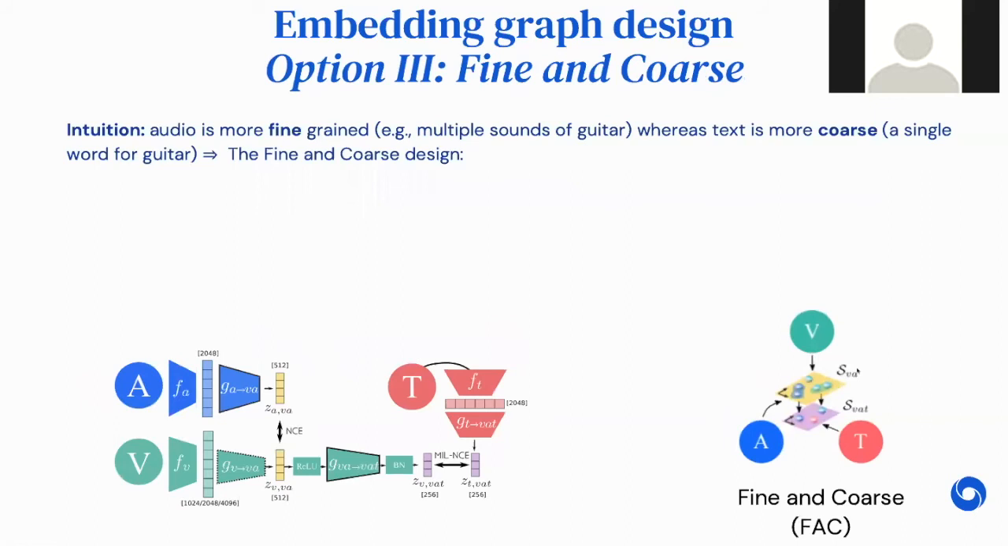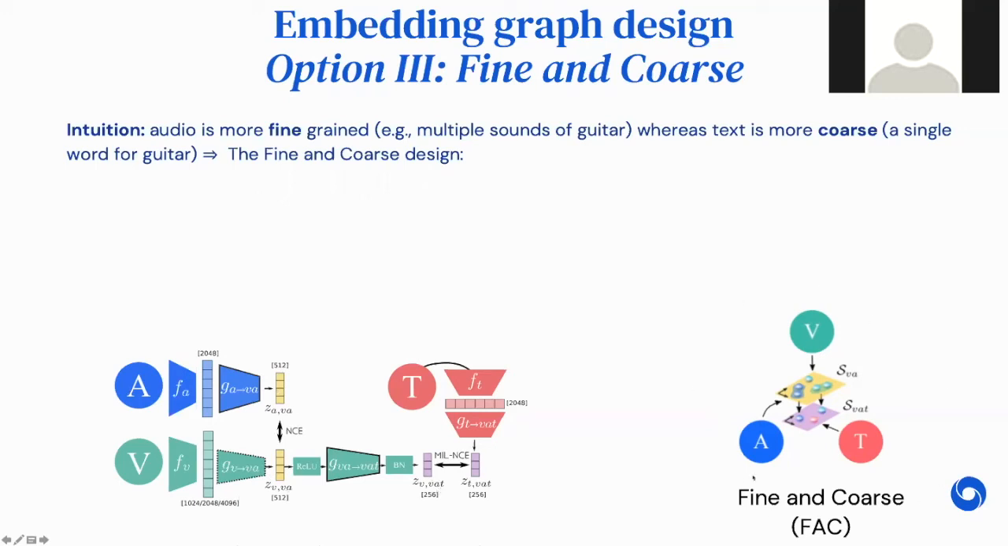So that's why we propose a third option, which is kind of a best of both worlds. We call it the fine and coarse design. The intuition here is that the audio is more fine-grained. For example, there are multiple sounds of guitar, whereas text is more coarse. There is a single word for guitar. So that's why we propose this design where we have the audio space and the video space here. We have this projection that projects into the audio text space. And then from that space, we take the video and we project it into the space where we are going to compare to the text space.